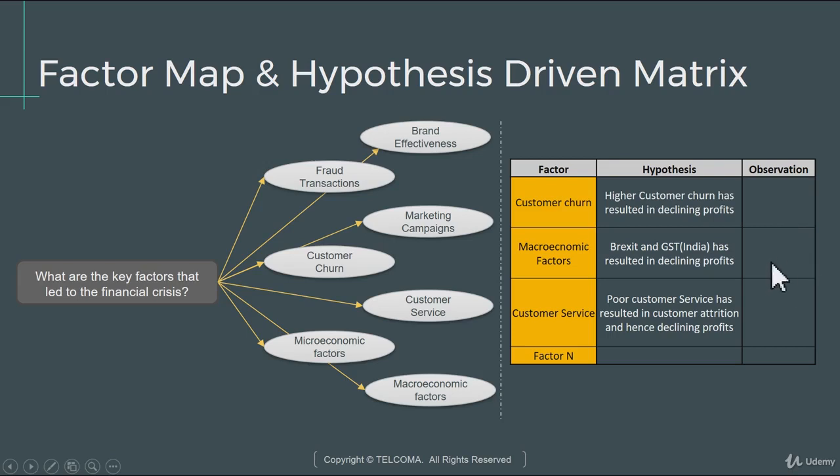The next one would be, let's say, macroeconomic factors. And you believe that macroeconomic factors did have an impact on the end outcome, that is, declining profits. When you look at the data, you do some analysis, and you do see that. So that would be a yes. This would be a true hypothesis.